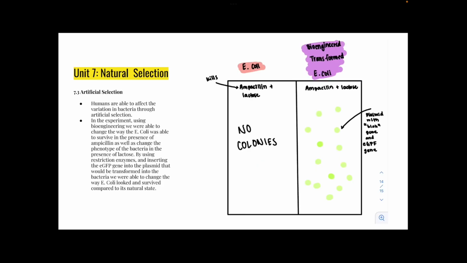And for Unit 7, Natural Selection, I chose topic 7.3, Artificial Selection, because humans are able to affect the variation in bacteria through artificial selection. And in this experiment, we were able to use bioengineering to insert the plasmid into the E. coli, which made the E. coli glow when it was introduced with lactose, which is a way that humans are able to affect biology.